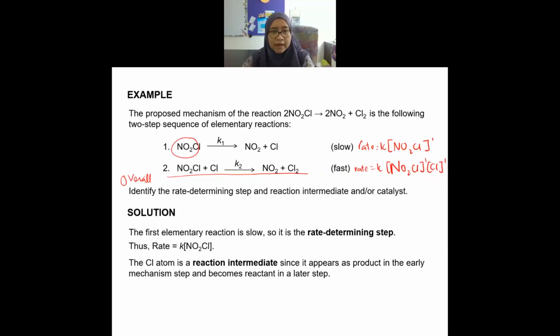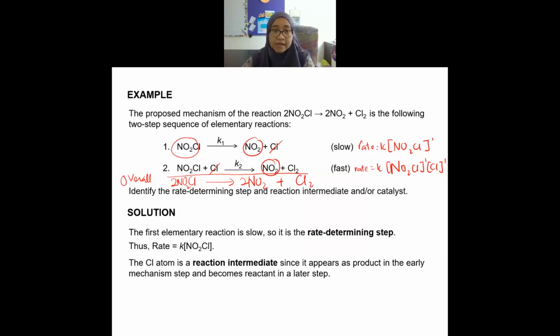So let's prepare the overall equation. How do we write the overall equation? NO2Cl, we have 2 here, 1 here, 2 here. That means it will be 2NO2Cl, because it doesn't cancel. How about Cl? This one can be cancelled out, so it will not be displayed in the overall equation. How about the others? NO2 we have on the same side, and Cl, it cannot be cancelled as well. So we have 2NO2Cl, and that is all for the reactant, producing 2NO2 plus Cl2. We only have one Cl2.